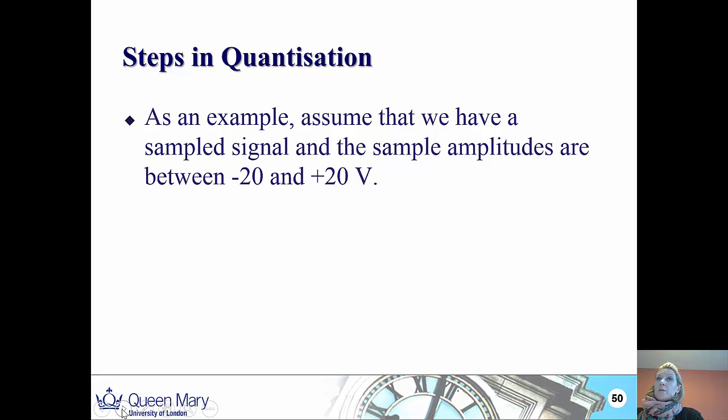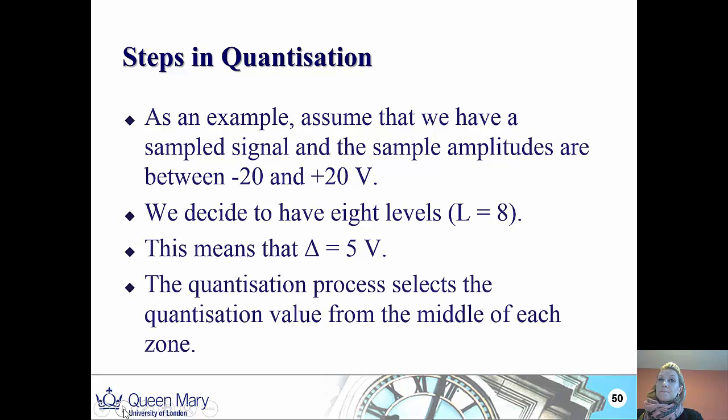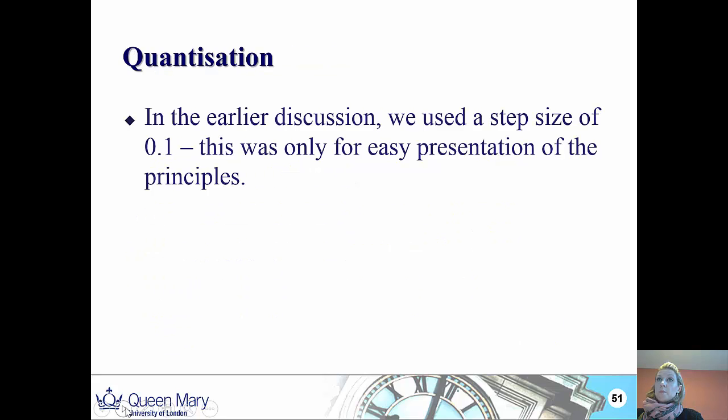So if we assume that we have a signal and the sample amplitudes are between minus 20 and plus 20 volts, and we decide to have 8 signal levels, we have a step size of 5 volts between each level of our reconstructed signal. So the quantization process selects the value from the middle of each zone. We're applying the middle of each zone to that digitized value.